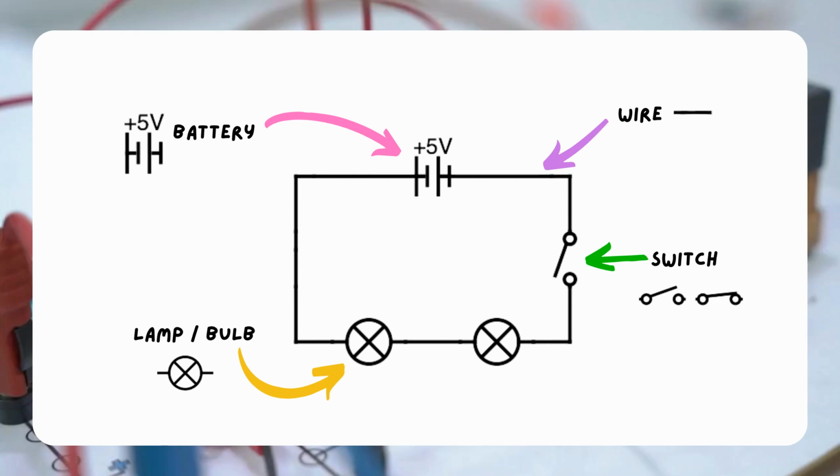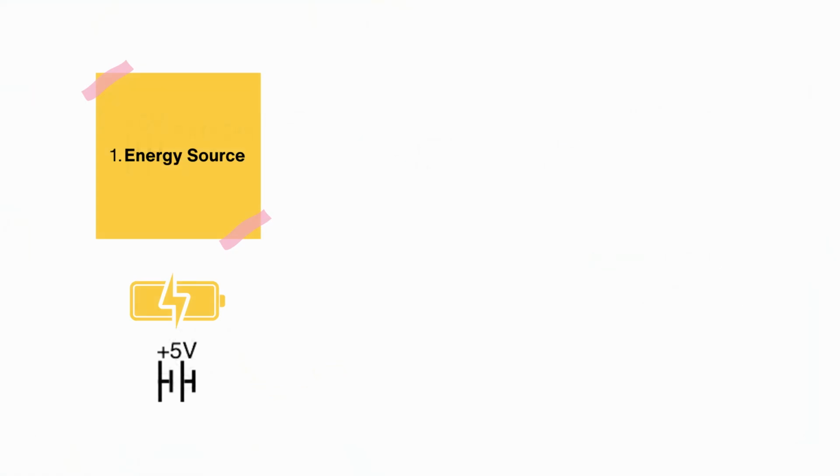For any functioning circuit, there are generally three main components that must be present. An energy source. An energy source is what powers the circuit. Common examples include batteries and power supplies. Without an energy source, there would be no electric current flowing through the circuit.